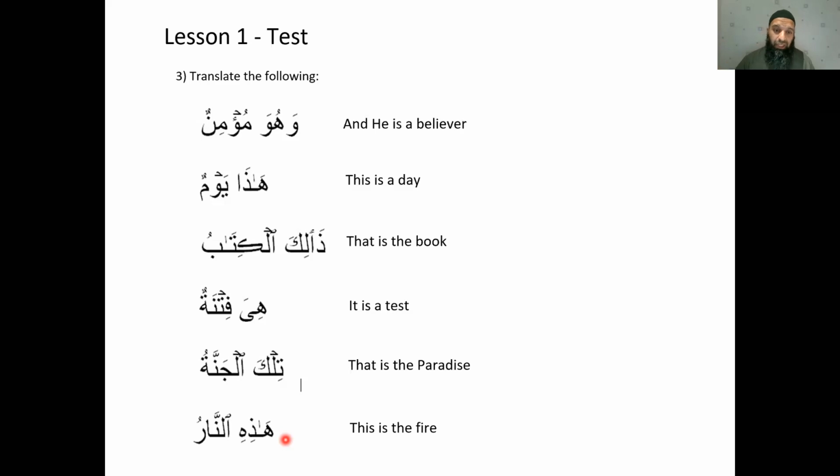ذَلِكَ, when I talk about these words coming in the Quran, I mean in their variations as well. So ذَلِكَ, ذَلِكُمْ, we're going to learn those structures. ذَلِكَ will come in about 480 times. You're learning massively important words here.